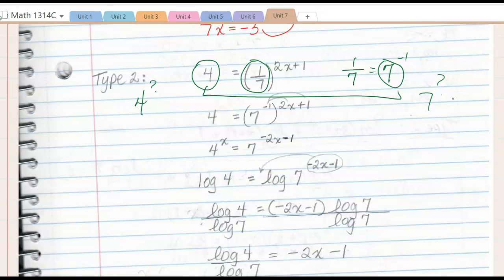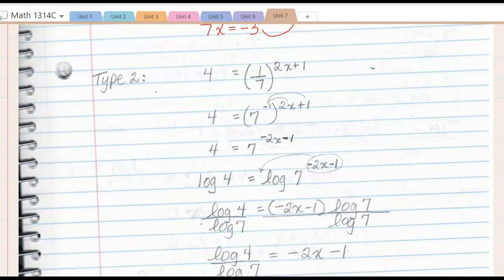So since we cannot rewrite the bases as a common base, we're going to take the log of both sides. Just so that we can get rid of fractions, I'm going to rewrite 1/7 as 7 to the negative 1 power. When I do that, we can see that inside our parentheses we now have a power to a power, so we're going to multiply our two exponents here, doing the distributive property, and we get 4 is equal to 7 to the negative 2x minus 1 exponent.